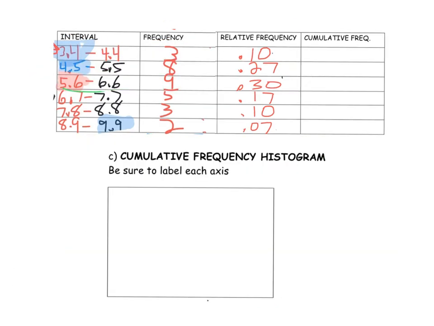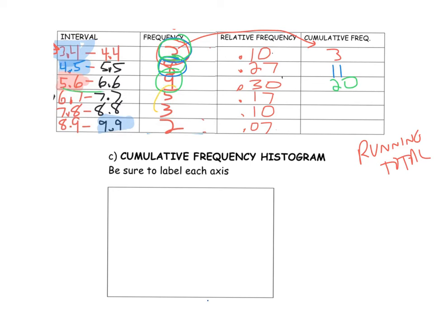Next, we're going to fill in our cumulative column. Our cumulative column is basically a running total of how many data values you have up to each interval. So here the first interval's frequency is 3, so we're just going to copy over the 3. For the second interval's cumulative frequency, we're going to add the 3 and the 8 to get 11. So through the second interval, we're up to 11 data values. For the third interval's cumulative, we're going to add the 3, the 8, and the 9. So that's going to give us a running total of 20.